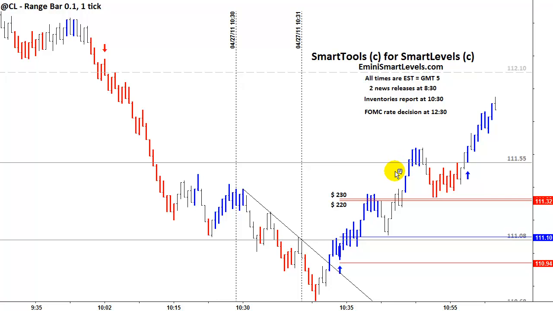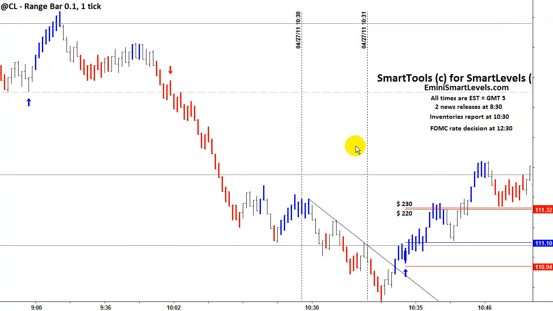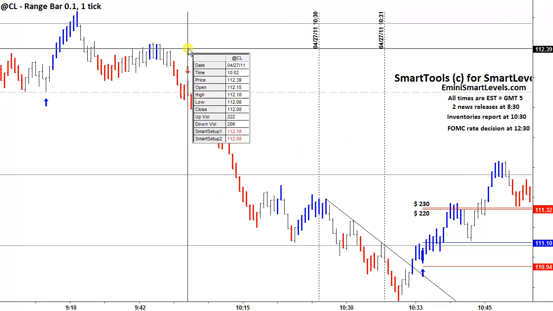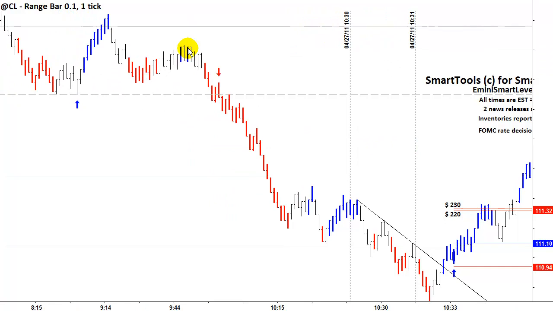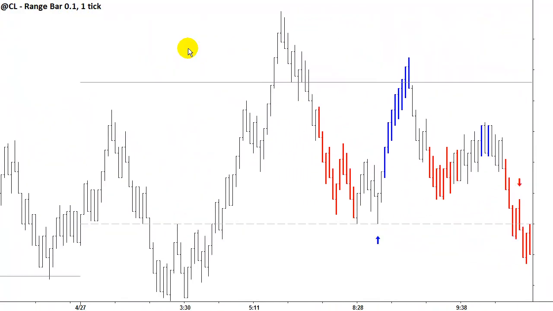Now I'm going to go back further in time and show you what the early morning looked like. This is the first trade of the day here, this short setup that I took, but I'm going to back up even further and show you the overnight trading activity. You can see it was wild overnight.